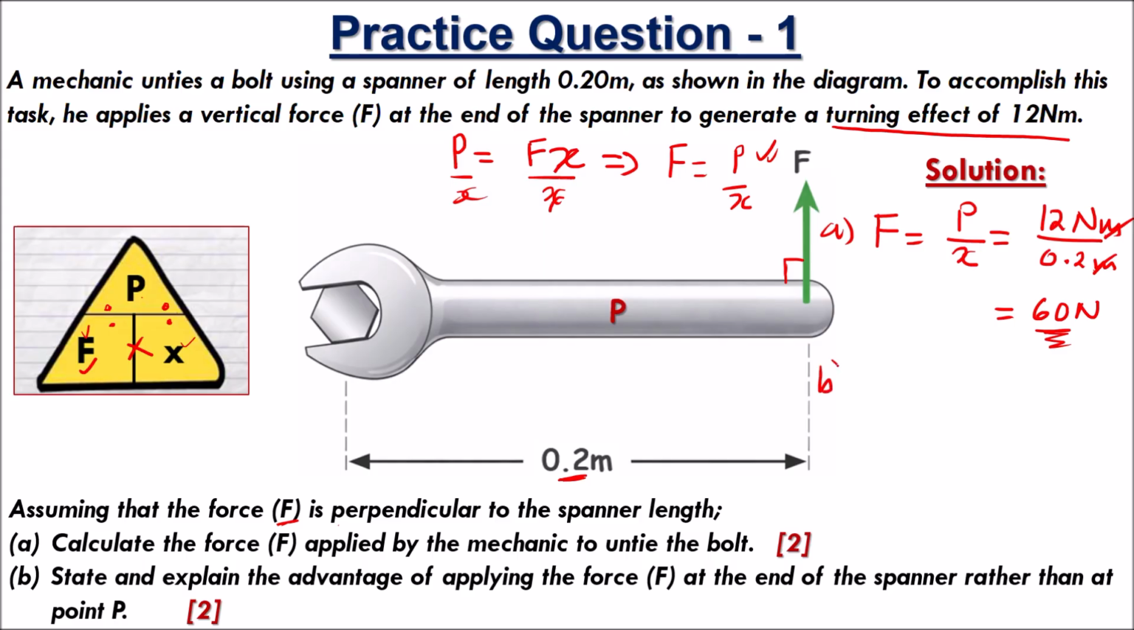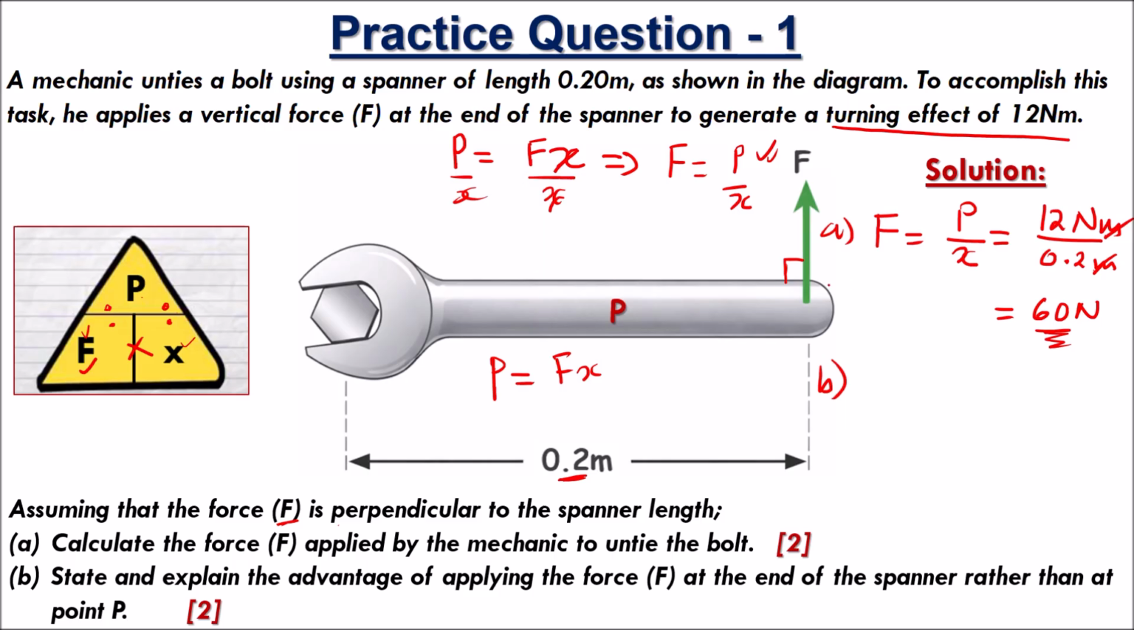Part B says, state and explain the advantage of applying the force at the end of the spanner rather than at P. Now, at the end of the spanner, it gives you a bigger distance. Remember, we said P is equal to Fx. If x reduces, P reduces. If F reduces, P reduces. So we are applying the same force, but at P, meaning we have reduced the distance.